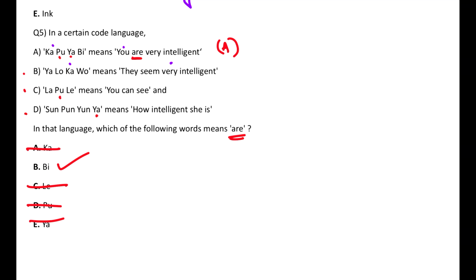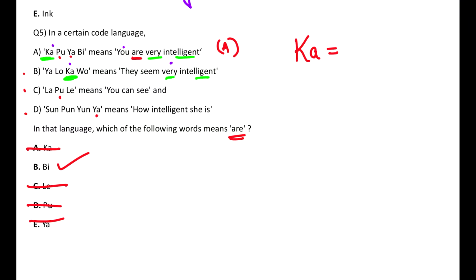But what if I ask you, tell me what is the meaning of ka? So for that, I will target the sentences which have a ka in it. For example, this sentence has a ka. This sentence also has a ka. So which word is the one which repeats in both A and B? Well, if I see carefully, I see two words repeating. Very and intelligent, very and intelligent.